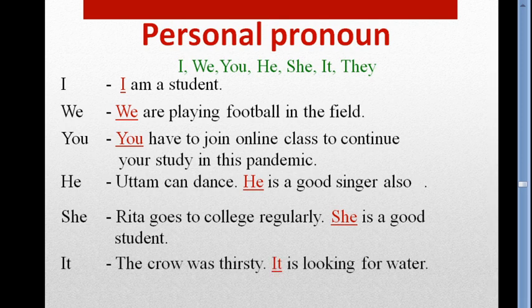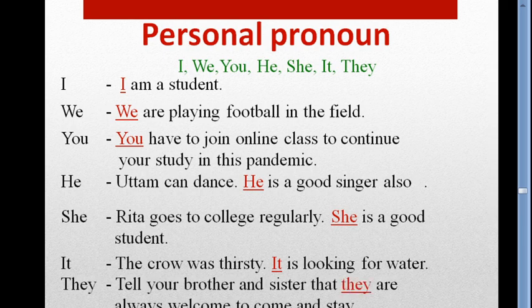It. It is used to indicate the previously used object or non-human subject. The example is, the crow was thirsty. It is looking for water. They. They is used to indicate the previously used person or object. The example is, tell your brother and sister that they are always welcome to come and stay. So that's all for personal pronoun.